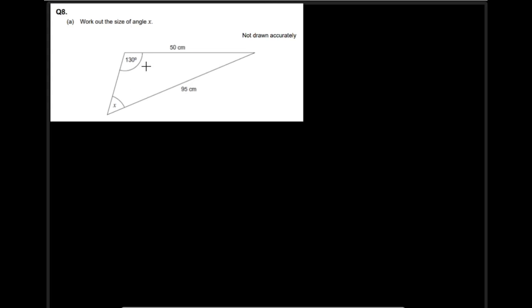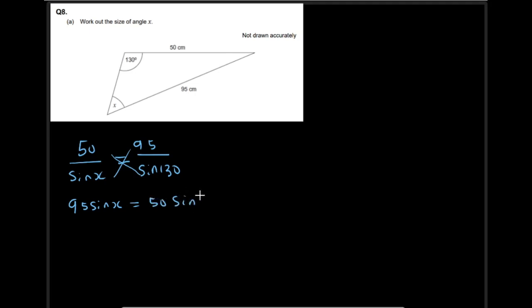Now the next question here says work out the size of angle X. This is also a sine rule problem because we have two angles and two sides. So we apply our sine rule again. We take 50 cm, we take the angle opposite it, so we have 50 over sine X equals, we'll take 95, and the angle opposite it, which is 130 degrees. So we have 95 over sine 130. So we'll cross multiply, and this will give us 95 sine X equals 50 sine 130.